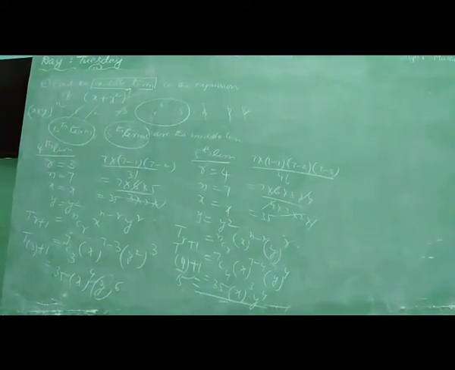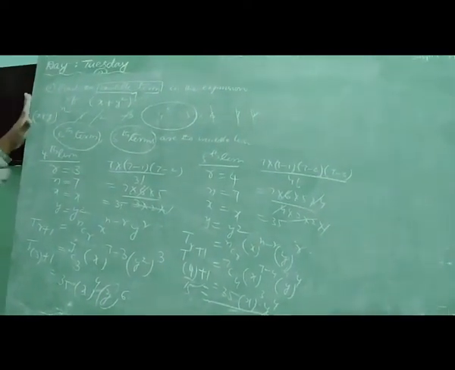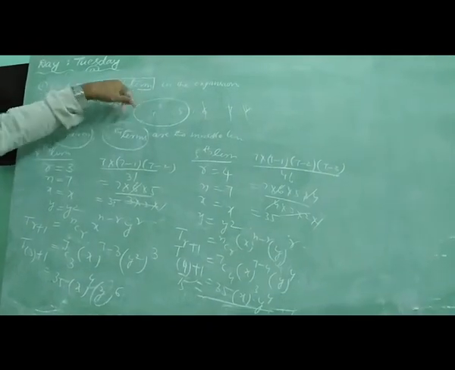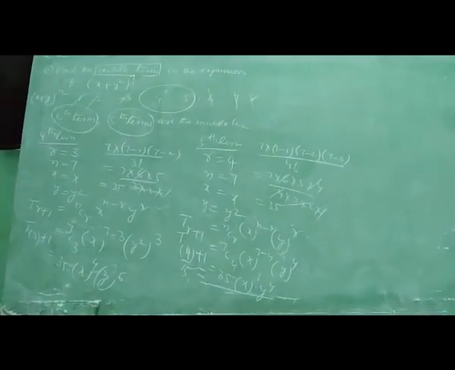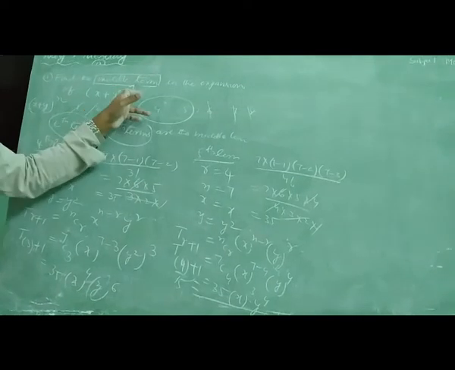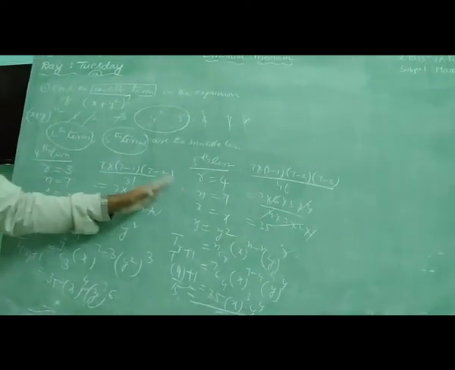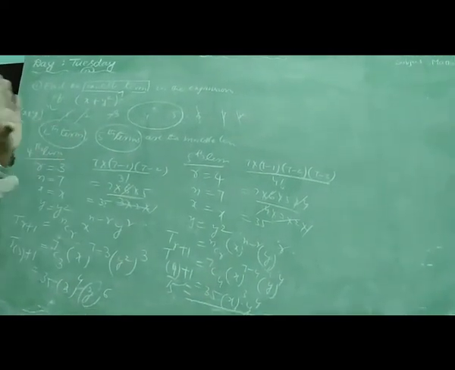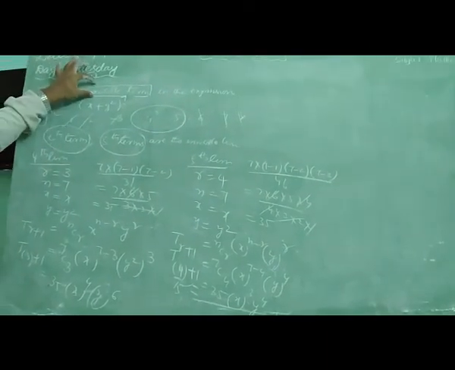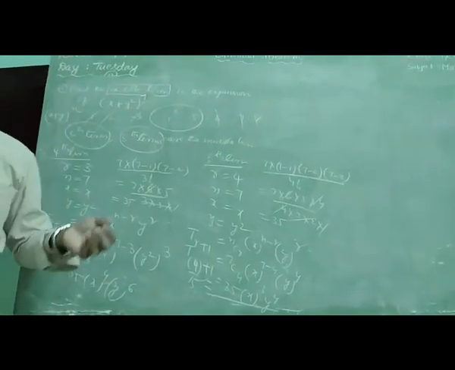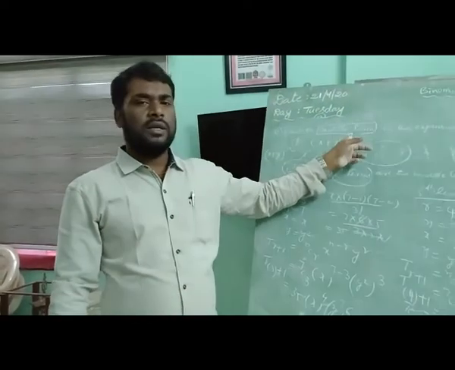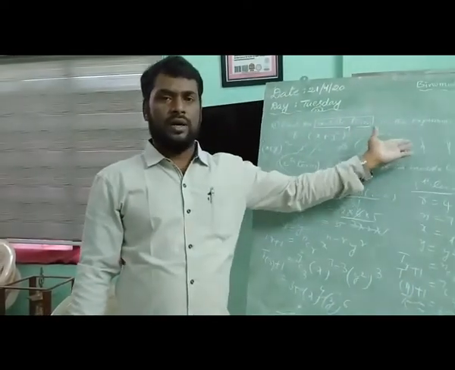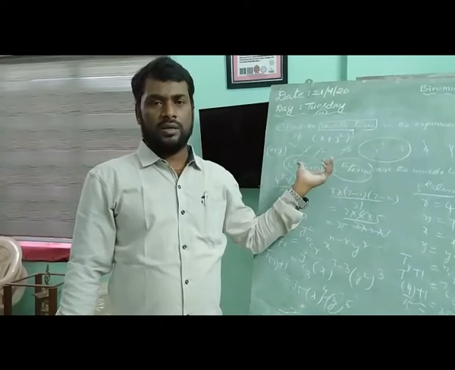So what do you notice from these two questions? If the exponent is even, we always get only one middle term. If the exponent is odd, we always get two middle terms. So the most important thing is, when writing middle terms, first you should write number of terms in the expansion. If the exponent is 7, how many terms do you get? 8 terms.